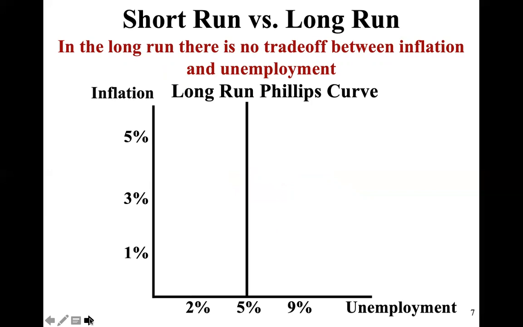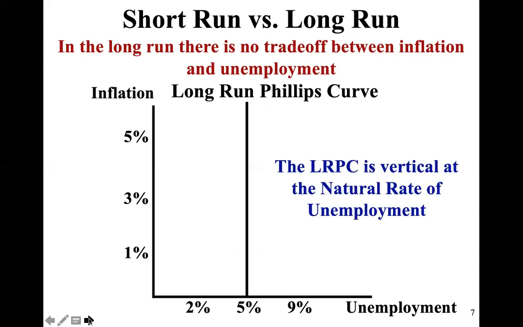And we already know this from the ASAD model. So using the Phillips curve to show the same economy that can be in one of three places at once, we're going to have a long run Phillips curve that is fixed at the NRU, the natural rate of unemployment. Okay. It's vertical at the natural rate of unemployment.